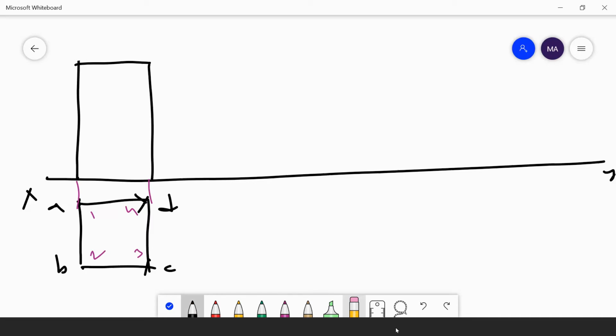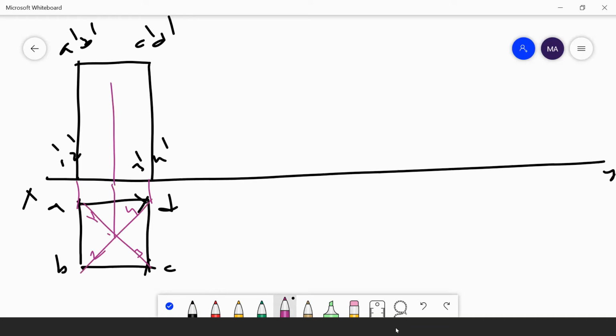Here I will get A dash, B dash. You will get C dash, D dash. Now very easy, just you are projecting the point: 1 dash, 2 dash, 3 dash, 4 dash. After that, if I want to mark the axis, I will project it. This one will be your axis.